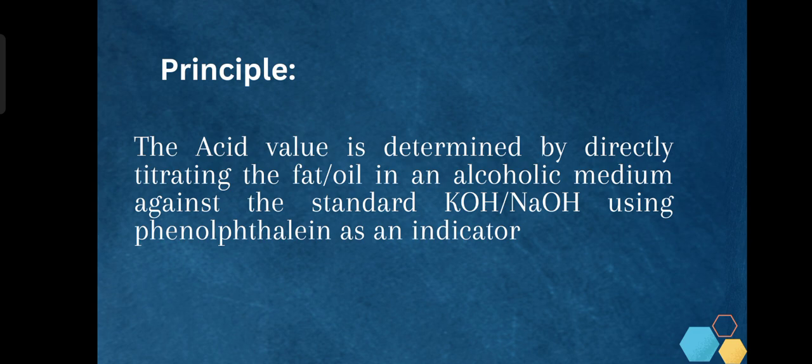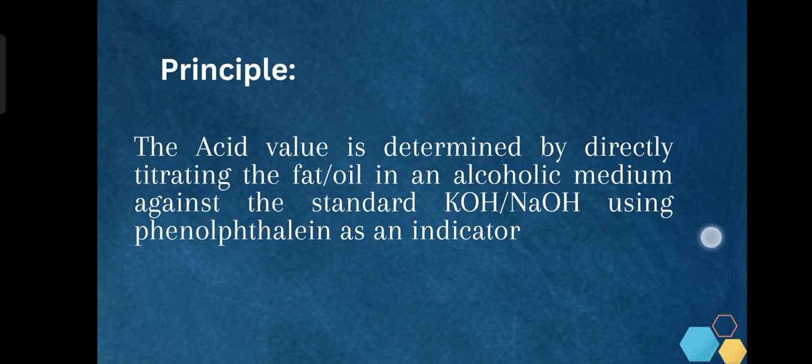The principle for the acid value is that it is a titration reaction wherein the fats or oils are present in a conical flask as an analyte, which is titrated against 0.1 normal KOH or NaOH using phenolphthalein as an indicator. Now these fats and oils are dissolved in an alcoholic medium.